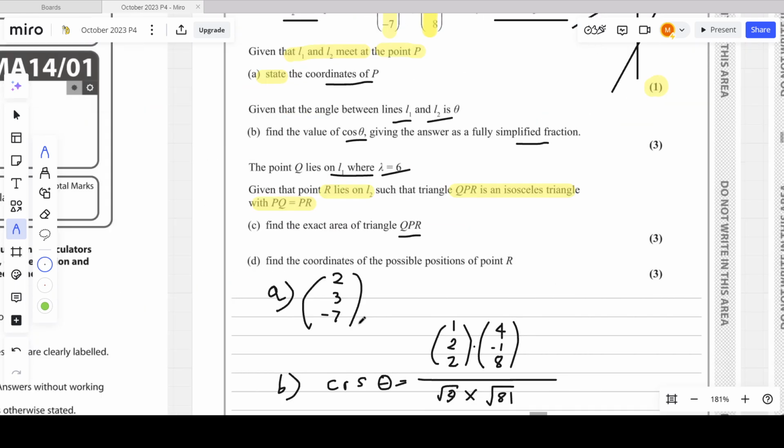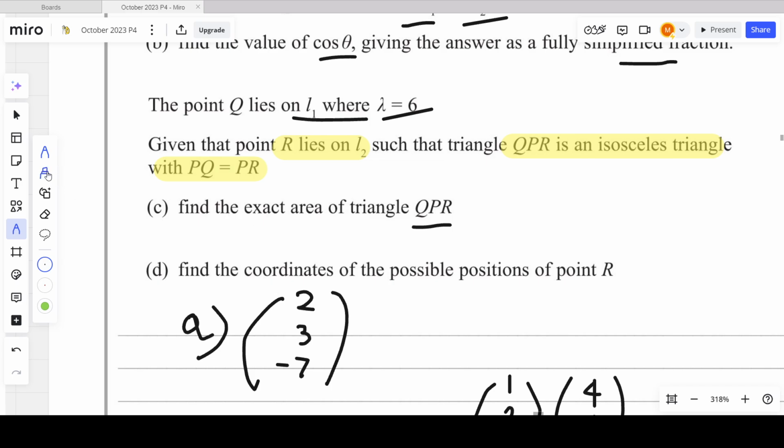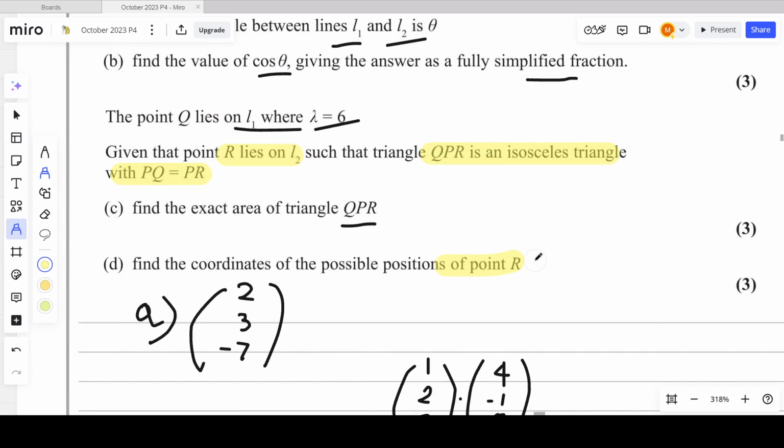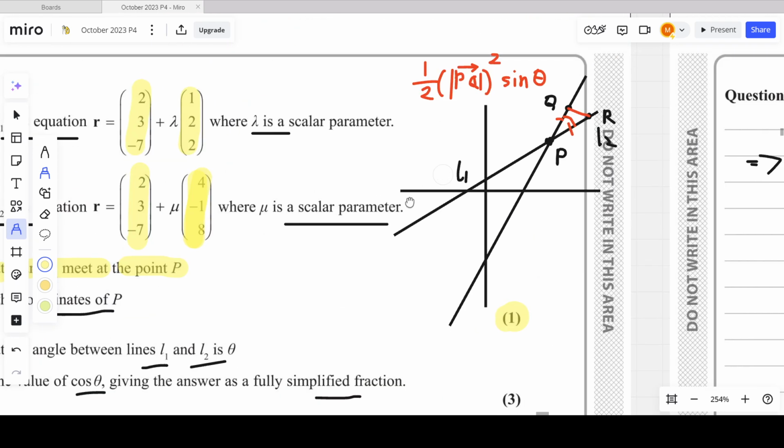Done. Next is part D, the last part of this question. Find the coordinates of the possible positions of point R. We need to find out the possible positions of point R. Now you might get confused here, like how could point R have two possible positions or three possible positions? How can it have? Let's see the diagram, the sketch that I have shown you earlier.